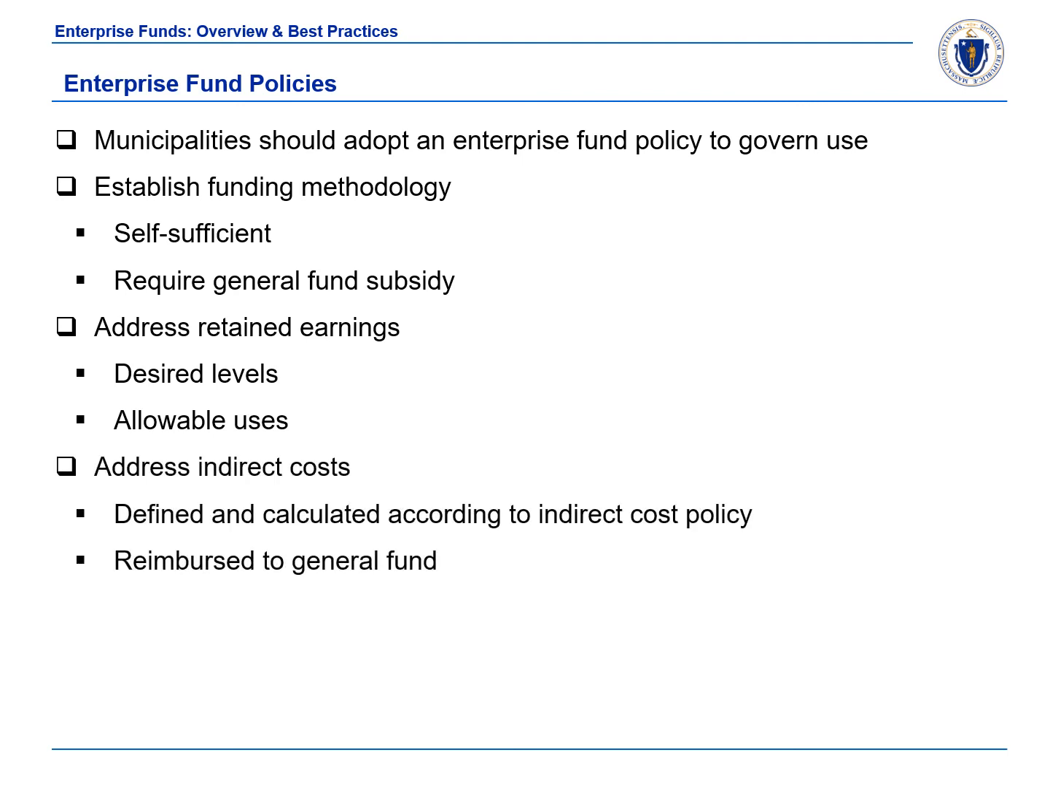The policy should also address indirect costs. As previously discussed, these can include employee benefits and insurances and non-enterprise employee costs. These costs should be defined and calculated according to a formal indirect cost policy and reimbursed to the general fund. The enterprise fund policy should be reviewed annually and amended as needed.